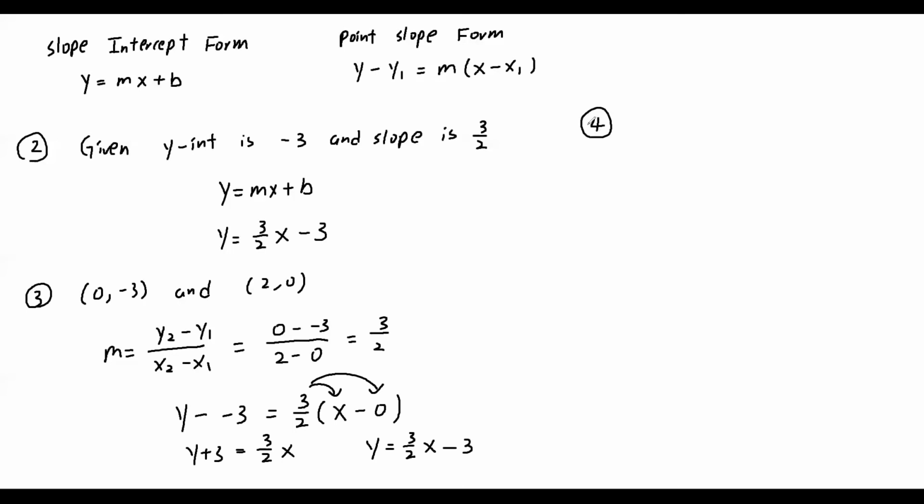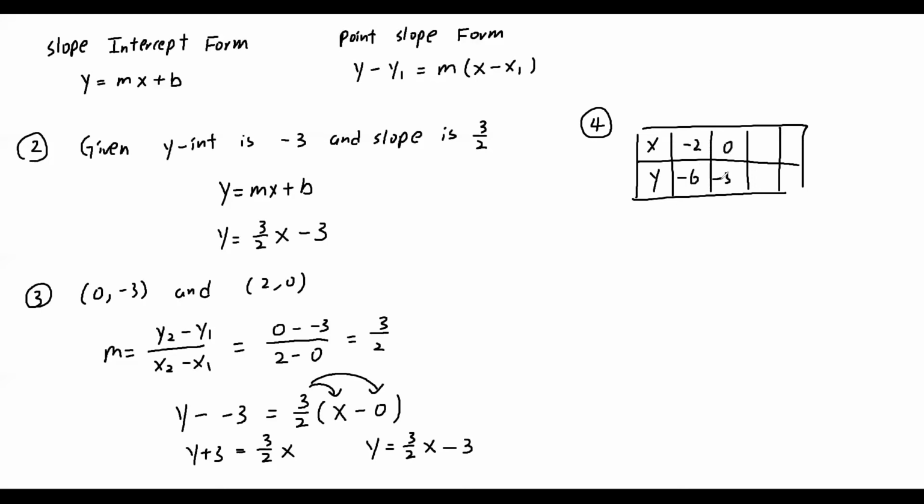Example number 4. What if they give us a table and we have to model to find the equation of a line? It is no different when they give us a table or 2 coordinates. All we have to do is pick 2 points out of the table and use point-slope form to find our equation of a line. So let's pick 2, 0 and 4, 3. Then we will have 2, 0, 4, 3.